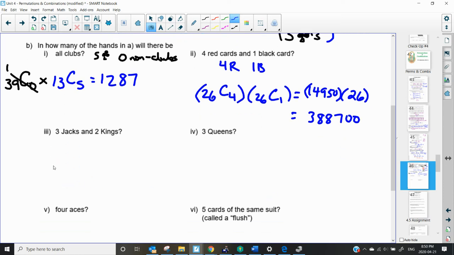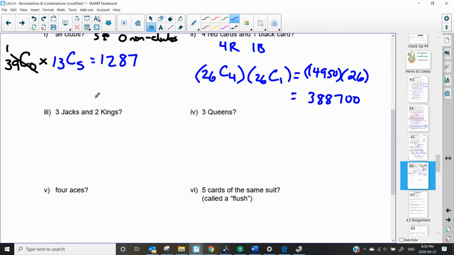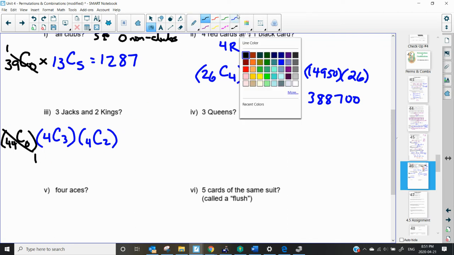Now, what about 3 jacks and 2 kings? So if we have 3 jacks, that means there are 4 jacks to choose from, and we are taking 3 of them. And 2 kings, there are 4 kings, and we're choosing 2 of them. Now, if you're looking at adding up again, you might think, well, wait a minute, there is something missing here. I only have 4 plus 4 being 8. Well, you again could plug in that there are 44 other cards, and we're choosing 0 of them. But again, this totals to 1, so we usually don't put that in.